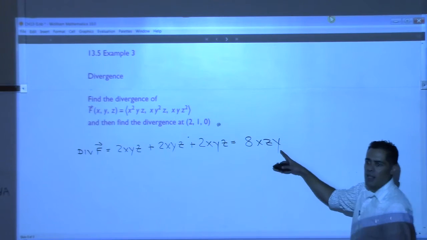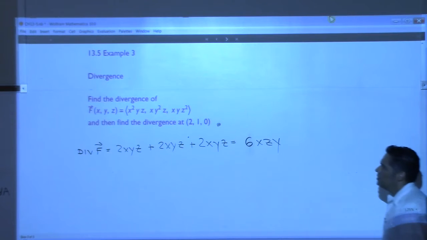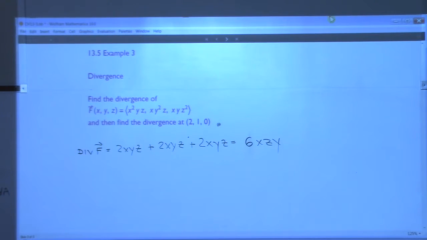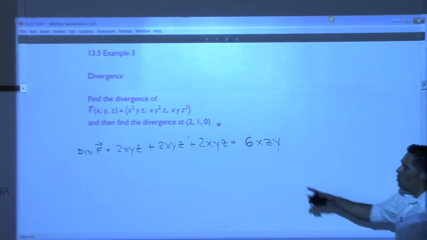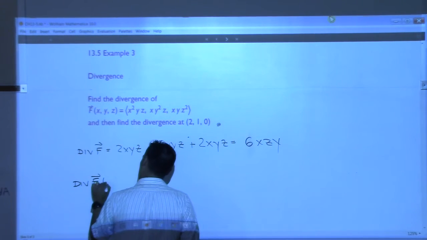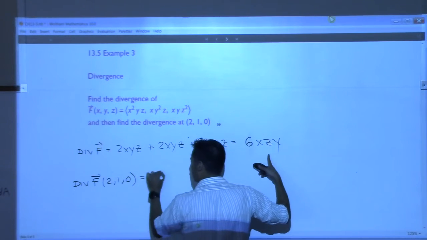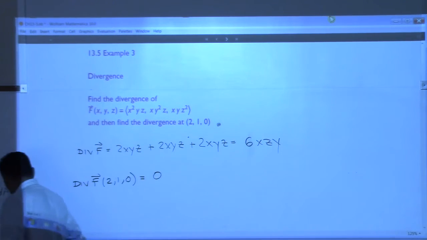Notice this is a scalar. 6, it is 6xyz, right? So now at the point (2, 1, 0), what's our div at (2, 1, 0)? 0. And that's not a vector.